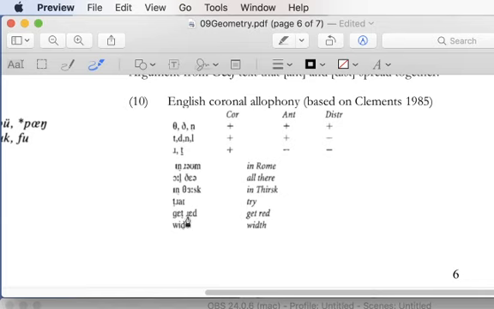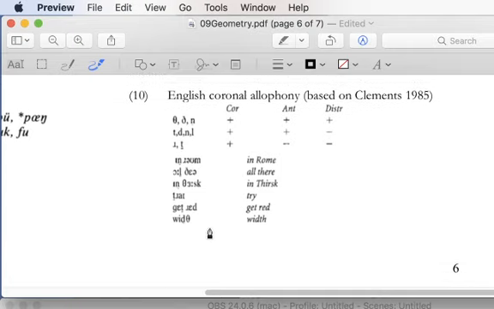This one I find completely bizarre and incorrect, but Clements apparently says that this is how American speakers pronounce get red, as gets red. This is not possible in my variety, but that's what he says anyway. And so, yeah, let's just assume that this is some variety of English that isn't mine. And then also here in words like width, the claim is that this voiced stop, to the extent it's present here, is going to be dental.